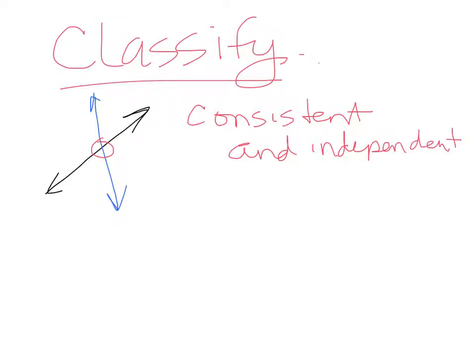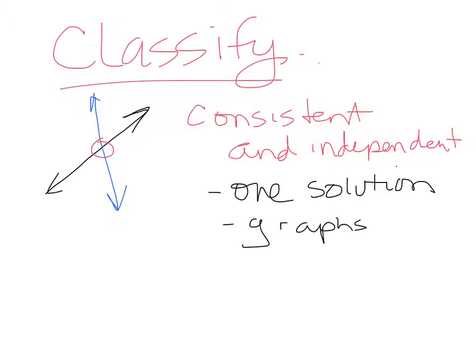Set of equations, okay? There is one solution. The graphs intersect. Okay? But other things can happen as well. So let's see what happens in other situations.